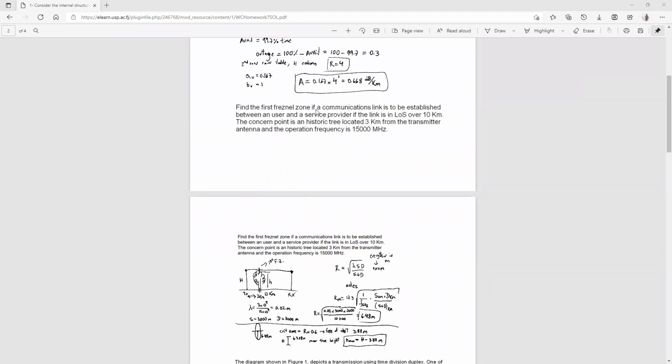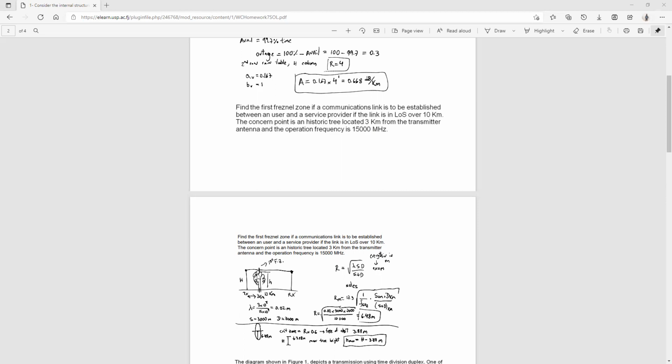Find the first Fresnel zone if the communication link is to be established between a user and a service provider, if the link is in line of sight over 10 kilometers. The obstruction point is a historic tree located 3 kilometers from the transmitter antenna, and the operating frequency is 15,000 megahertz. So we know our frequency, and we know that the distance between the transmitter and receiver is 10 kilometers, and the tree is located 3 kilometers from the transmitter.